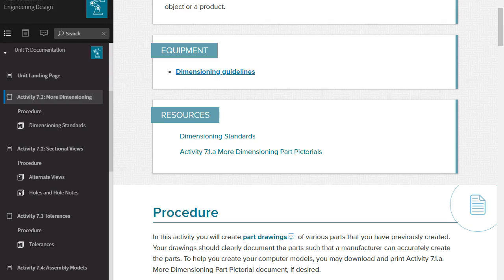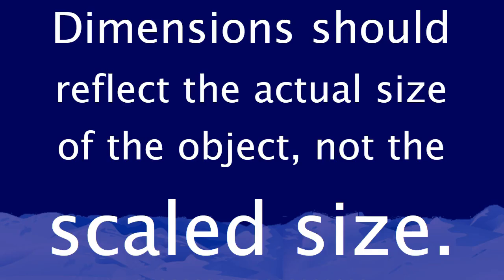You should already have a copy of the guidelines in your notebook from earlier this year. So I've got about 20 ideas we need to go through. This means that when you dimension, the dimensions should be the actual values to reflect the actual size, not the scaled size. So let's say you have something that's 10 feet long by 20 feet tall, and you have to scale that down onto your paper. This means that the dimensions need to be 10 feet tall or 20 feet by 10 feet, not the small size that fits on your paper.